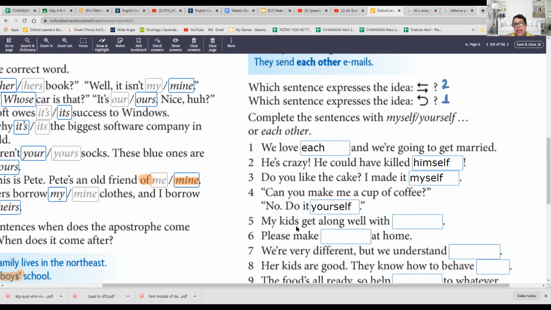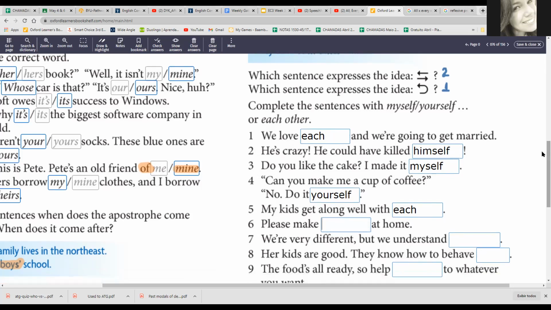So number 5, my kids get along well with each other. Each other. Okay, good. Excellent. Now number 6, please make yourself at home. Yes. Very nice, Larissa. We say that a lot when we have visitors and we want to make them feel comfortable in our places when they come to visit. So we can say, oh, make yourself at home. Okay. It's an expression.